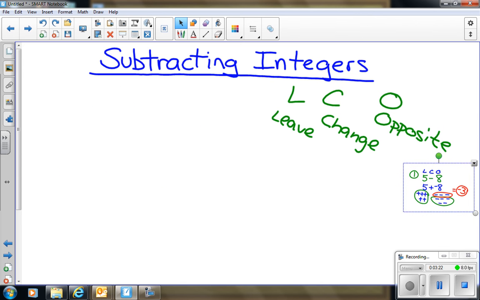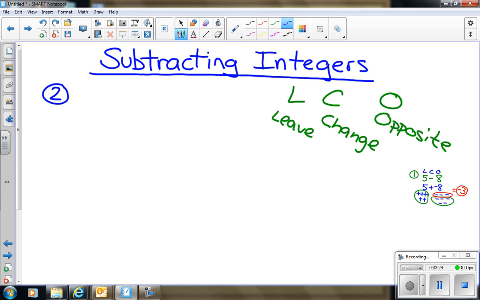Now, let's go ahead and try another version of this. This time we're going to do number 2. We're going to do negative 3 minus 5. So now we're going to take a negative number and we're going to subtract a positive number. Again, I'm going to put the LCO on here. Negative 3 will remain. We'll leave it a negative 3. We're going to change subtraction to addition. And we're going to do the opposite of positive 5, which is negative 5.